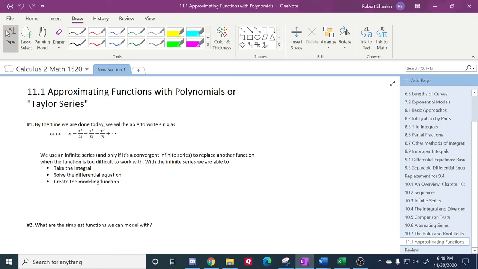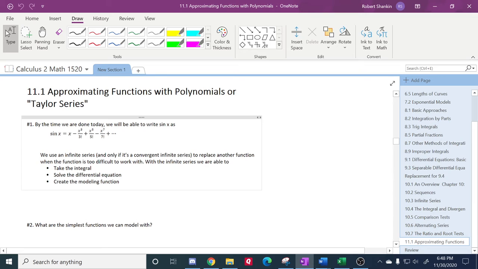I might have to finish it on Wednesday. We use an infinite series, and only if it's a convergent infinite series, to replace another function. So we could replace sine of x with this when the function is too difficult to work with. So in practicality, we wouldn't use it to replace sine x. Sine x is easy to work with, and we have a calculator to use, and so on.